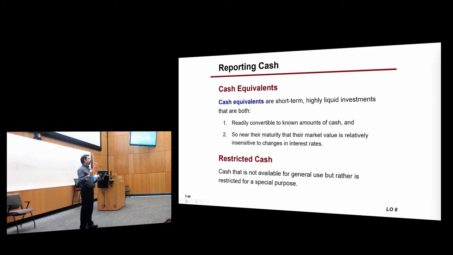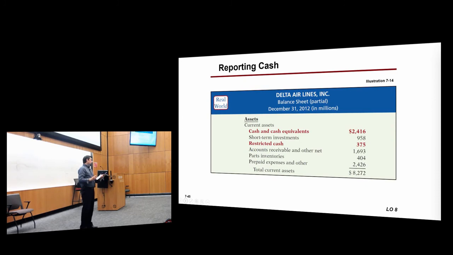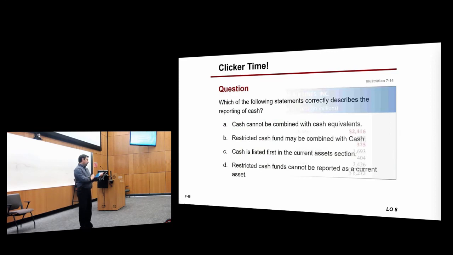Basically, we will see how we can have this reported in the financial statement. But basically, you would have cash and cash equivalents. Then you have short-term investments, and after that, you have the restricted cash. Restricted cash would be listed separately from cash and cash equivalents. Okay? Okay, skip.